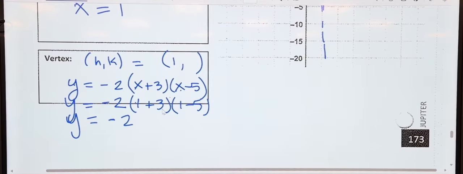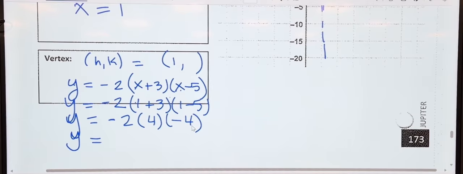So what is 1 plus 3? 4. What is 1 minus 5? Negative 4. Y'all shouldn't be guessing. You got calculators or your brain? Give me something. All right, now I'm here. Now I got y equals negative 2 times 4 times negative 4. This is all multiplication. So we can just multiply from left to right, right?